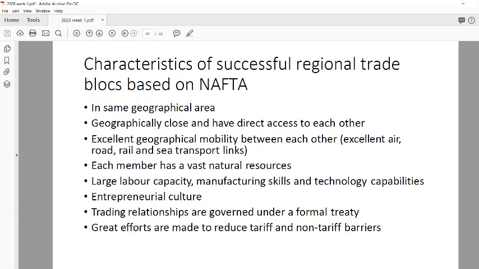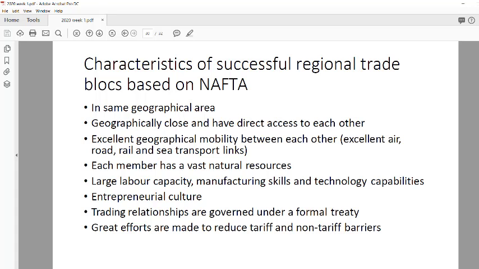All of them had large populations, a very big labor capacity between them. They also had very well trained manufacturing skills. The people were really well trained in both, and they had nice technology capabilities. So they produced a really good skill set between all three countries. Remember, what is NAFTA? North America, right? So that is Mexico, Canada, and America.